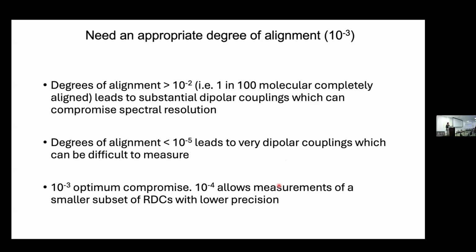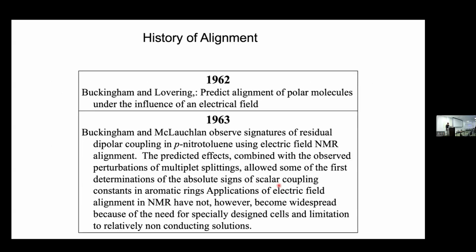So you need the right degree of alignment. You can't have too much alignment. You can't have too little alignment. Too much alignment, you can't analyze the spectra. Too little alignment, it's hard to measure.